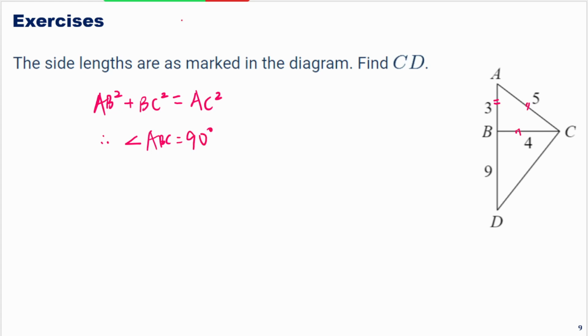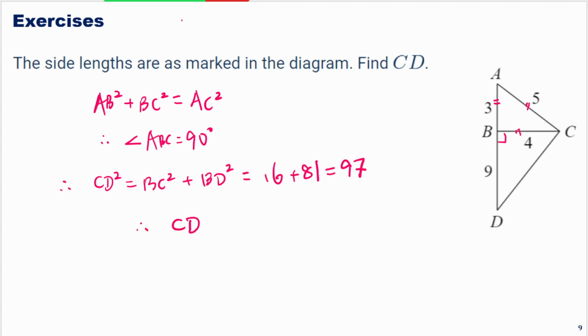Therefore, triangle CBD is also a right triangle with hypotenuse CD. We can use Pythagoras theorem in right triangle BCD as well. So we have CD squared equals BC squared plus BD squared, which gives us 16 plus 81 equals 97. Of course, we know CD equals square root of 97, right?